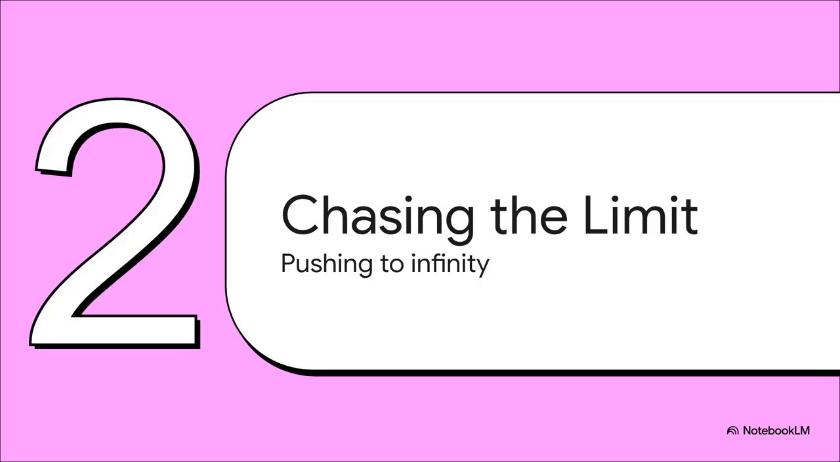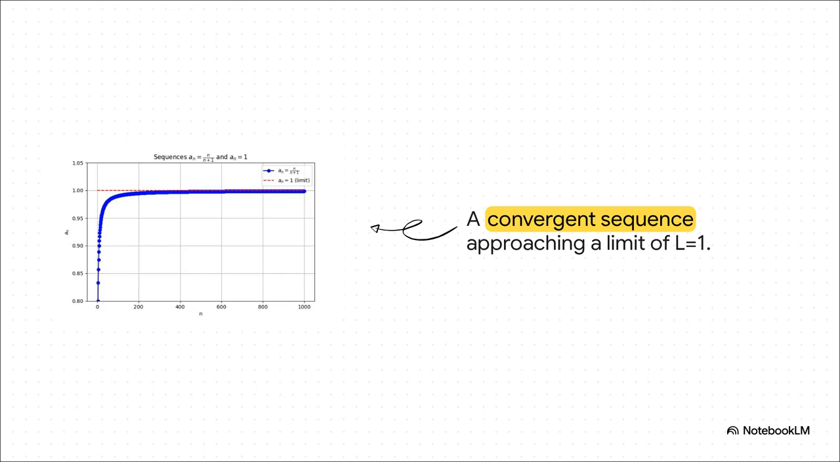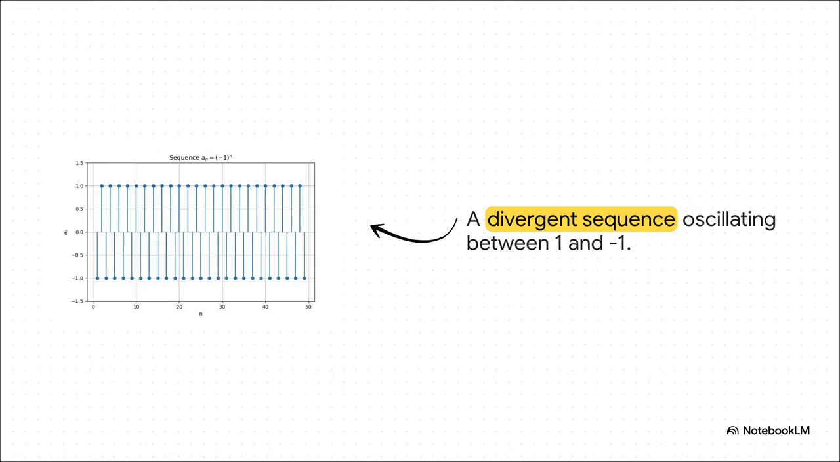Moving right along to Section 2, chasing the limit. This is where things get really interesting. When we map out a convergent sequence stretching toward infinity, you'll see the terms honing in on a definitive destination. The curve flattens out, picks a target, like the number 1, and just sticks to it. It settles down. But in stark contrast, you have divergent sequences.